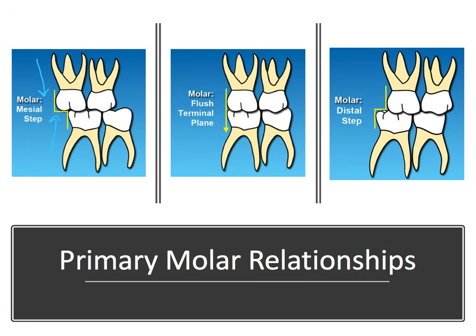Now, when that happens, we'll talk more about the mixed dentition stage in the next slide. As far as our frequencies here, mesial step occurs about 49% of the time. Flush terminal plane occurs in about 37% of the patients. Distal step is about 14%. So we're going from most common to least common here.